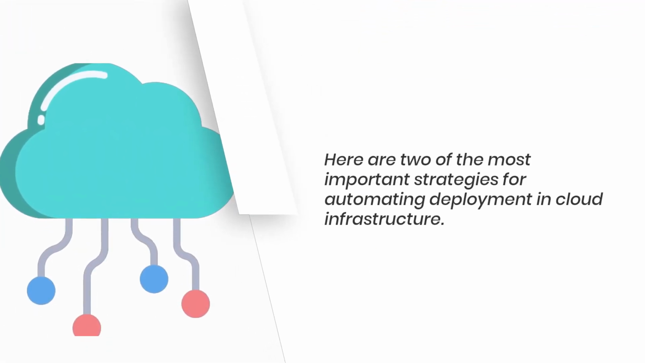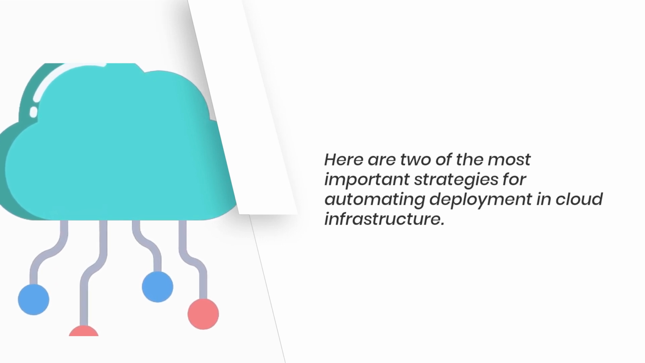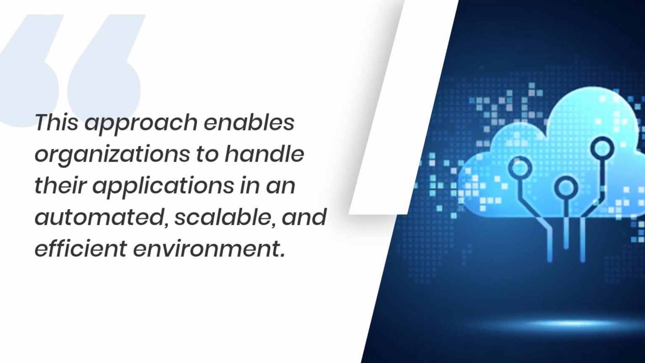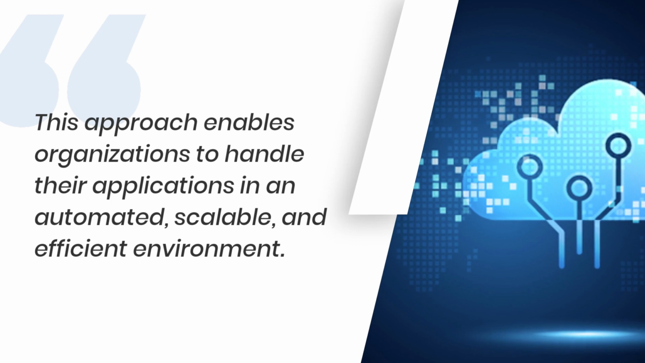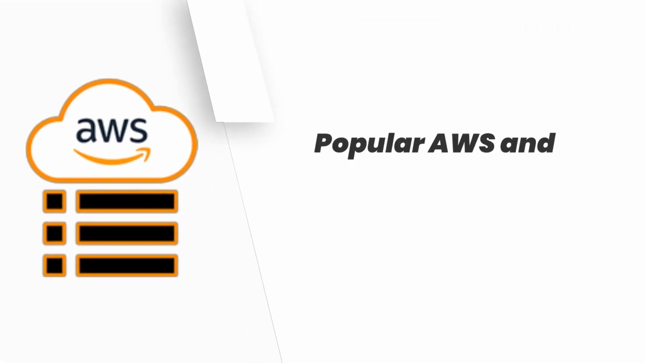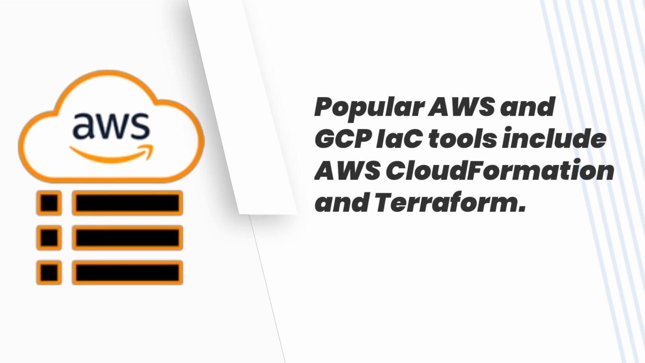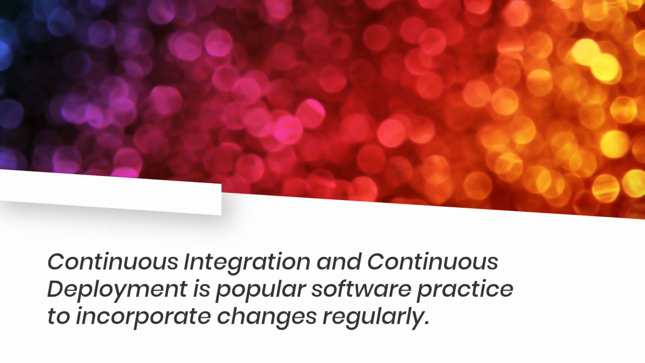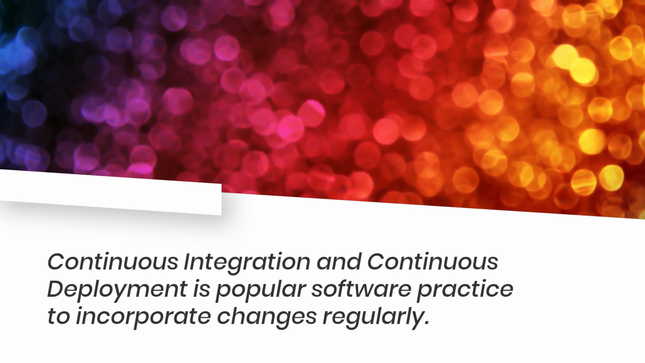Here are two of the most important strategies for automating deployment in cloud infrastructure. This approach enables organizations to handle their applications in an automated, scalable, and efficient environment. Popular AWS and GCP IaC tools include AWS CloudFormation and Terraform. Continuous integration and continuous deployment is a popular software practice to incorporate changes regularly.